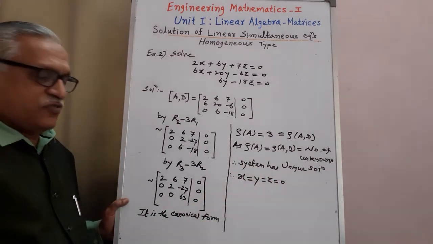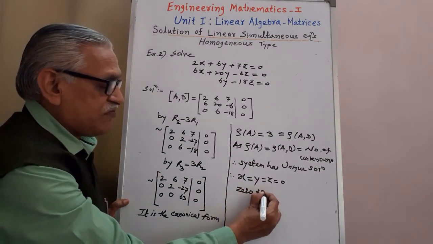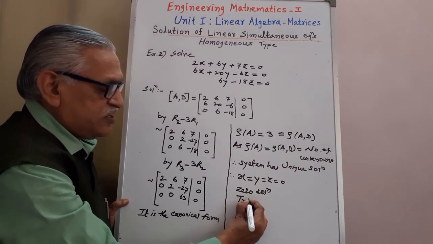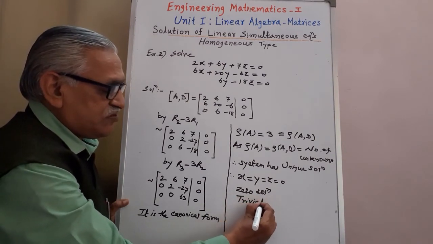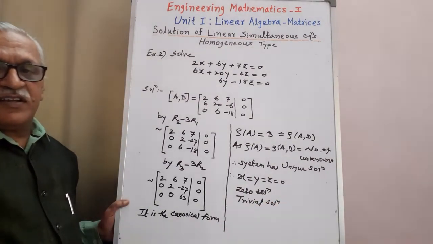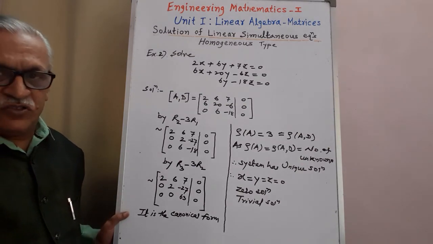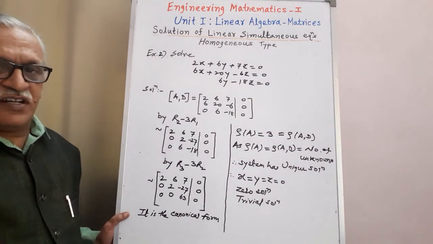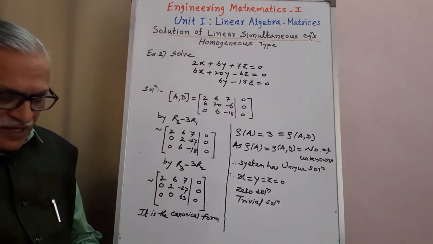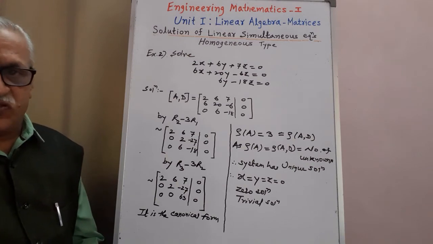This type of zero solution we have. Another name for that solution is trivial solution. Therefore, we call it either a unique solution, or zero solution, or a trivial solution. Therefore, with the help of these two examples, I have explained how we can obtain the unique solution.